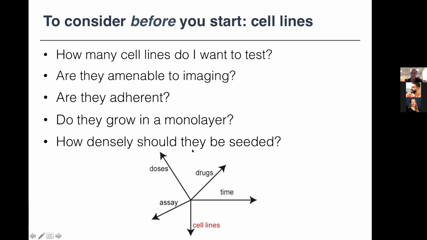The other thing that obviously needs to be considered before you embark on any kind of large scale experiment is what's the appropriate seeding density. One underlying assumption with GR calculations is that your cells are in log phase exponential growth over the duration of your experiment. And so it's important to seed your cells at an appropriate density so that that assumption is actually true.